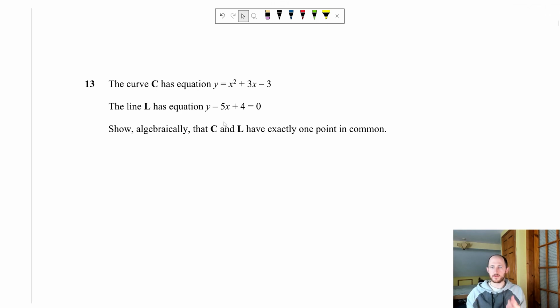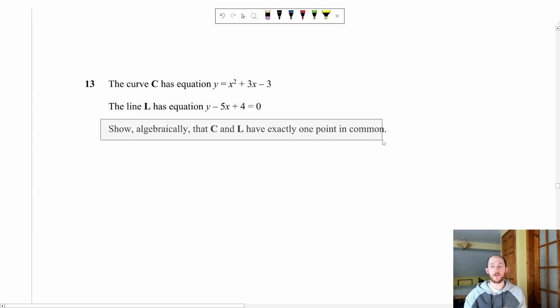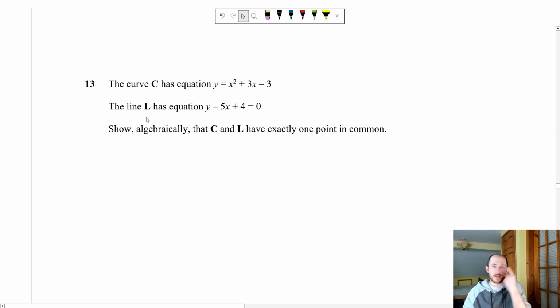And that's the problem. If I asked, work out the coordinates where C and L intersect, a lot of you would be able to do that. But the problem is that they're saying show algebraically they have exactly one point in common. So they've given you a hint which actually makes it harder to understand the question, which is kind of weird. But you answer it in the same way. You're going to try and calculate the coordinates where C and L intersect, and it will turn out there's only one coordinate. That's how you show it. So you show it by doing the exact same process.